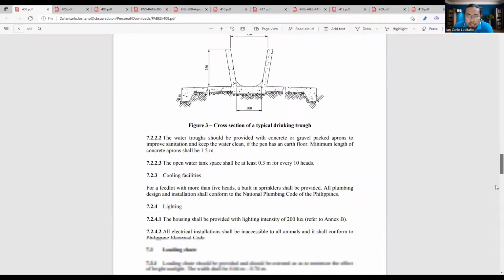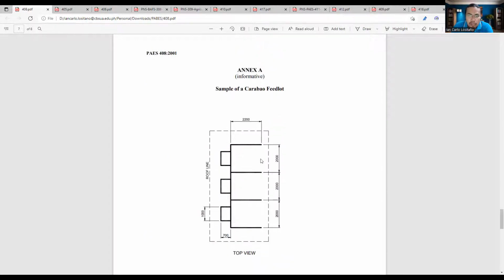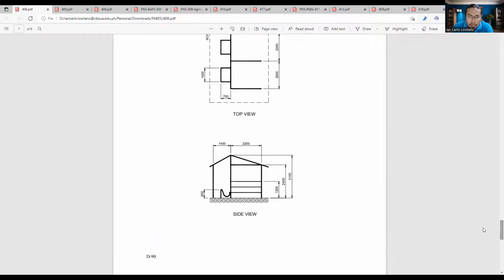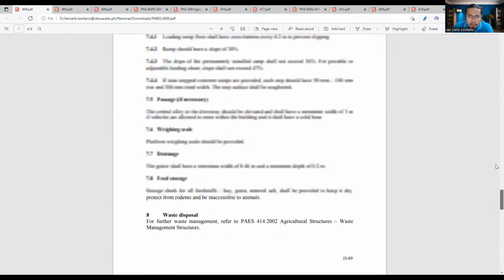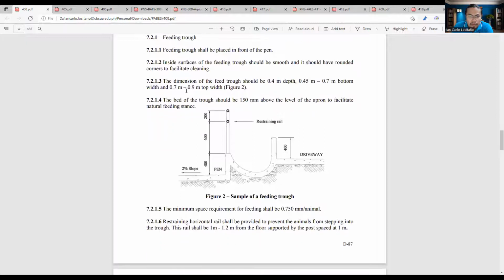Please do take note that this should be looking like this. So this is the top view. This is where one animal should be going in to feed, and this is the feeding trough. And so this is the side view of that. Now, let's go back to the other facilities inside the structure or building.